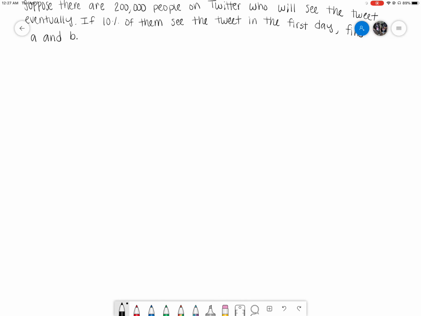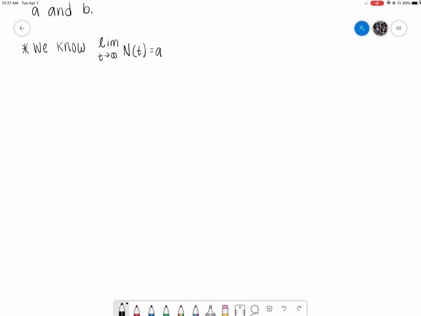Well, a fact about this type of model is that the limit as t approaches infinity of n of t is a. So we know that about this model. So that tells us a is equal to 200,000. Where do we get that? Well, the book tells us, this first statement here, that the limit as t approaches infinity of n is a. In words, after forever, eventually, what's n going to be? Well, it's going to be a. We said eventually 200,000 people will see the tweet, so a is 200,000.